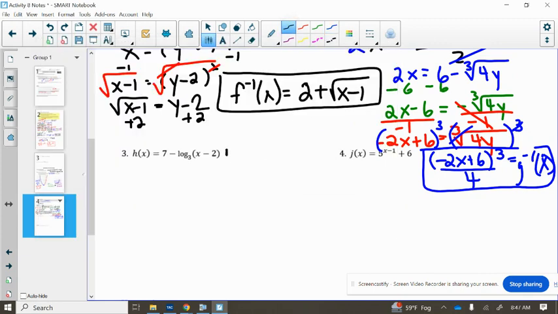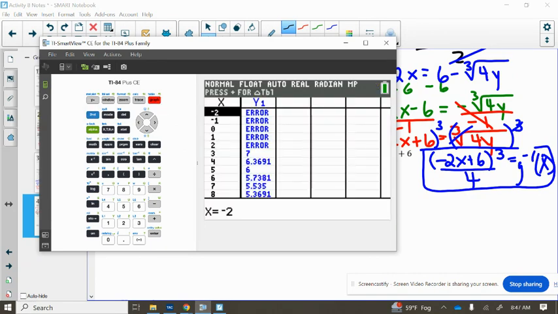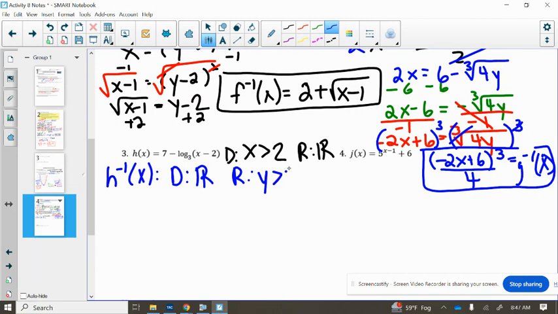So the original function has a domain that, notice, our x values are all greater than 2. There's nothing happening if we look at our table below 2. Otherwise, it's an error message. And then our range is all real numbers, though. Range is all real numbers from negative infinity to positive infinity. So what that means is for our new function, h inverse of x, the domain will be all real numbers, and our y values will all need to be greater than 2.